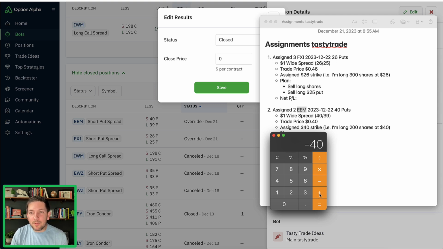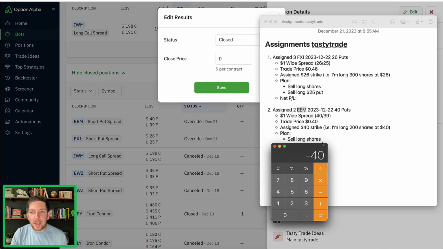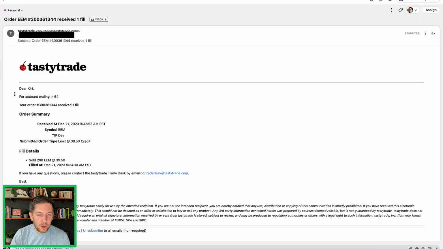Now, once I do that, the next thing that I did as part of my plan, you can see right here, was I sold the long shares. When you sell shares, you collect money, which works for your account. It's basically additional capital that you collected. You bought shares for $40, but then you sold them for X amount. Now, how much did we sell the shares for? So let's go back here to our EEM position. We'll go here to our email.